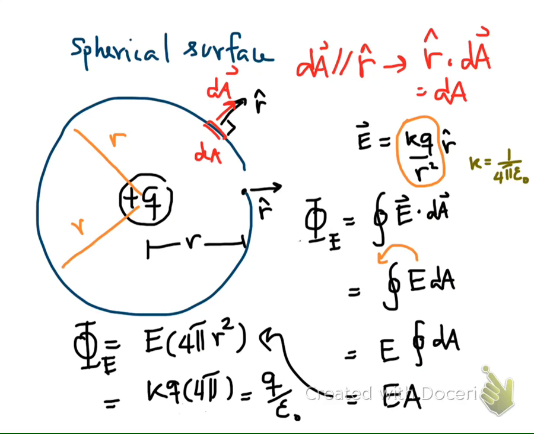So it means that the total electric flux at the outer surface of the electric field from this point charge at the center of this spherical surface is equal to Q over epsilon 0.